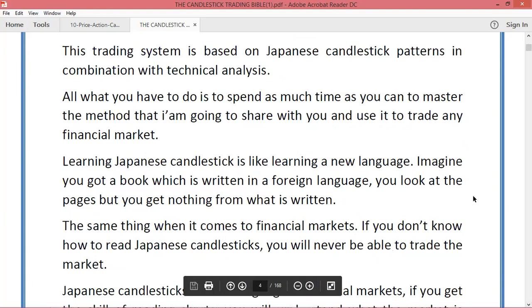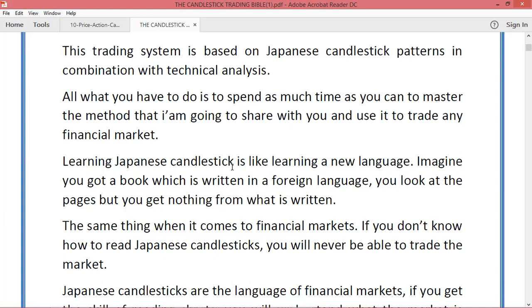This trading system is based on Japanese candlestick patterns in combination with technical analysis. So the trend lines I taught you earlier are what we will actually be using in our trading. All you have to do is spend as much time as you can to master the method that I'm going to share with you, using it to trade any financial market. Maybe it is crypto, metals, the forex currency market, maybe even the rice market, commodities, or stocks. You can trade it with candlesticks.